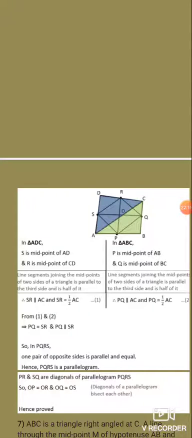In triangle ADC, S is the midpoint of AD and R is the midpoint of DC. Now using the theorem that the line segment joining the midpoints of two sides of a triangle is parallel to the third side and is half of it, SR is parallel to AC and SR is half of AC. Put equation number 1. Same as, PQ is parallel to AC, PQ is half of AC. From the first and second equations, we can write PQ is equal to SR and PQ is parallel to SR.